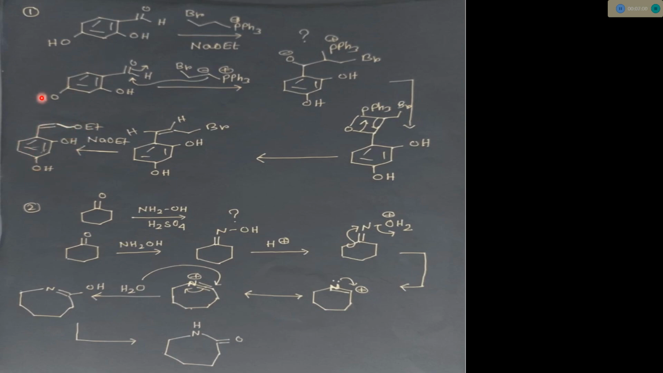So now question 2. This is a simple and very easy question from Beckmann rearrangement. First, hydroxylamine reacts with this carbonyl compound to form this. After forming this imine, what is this compound called?